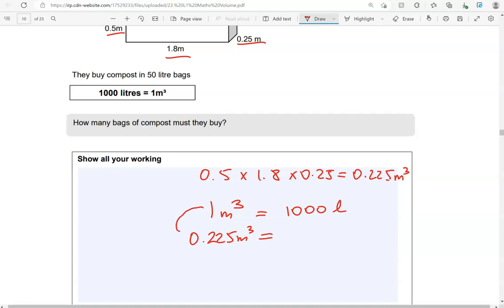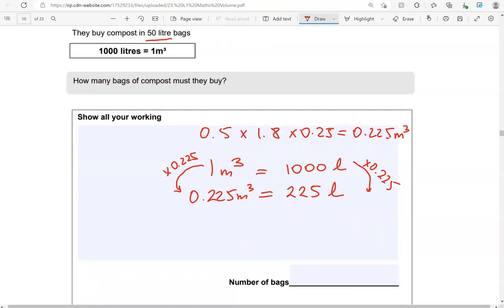How do we get from 1 to 0.225? That is by multiplying by 0.225, because 1 times 0.225 gives us 0.225. So we'll do the same on this side as well. 1000 times 0.225, which we know gives us 225 liters.